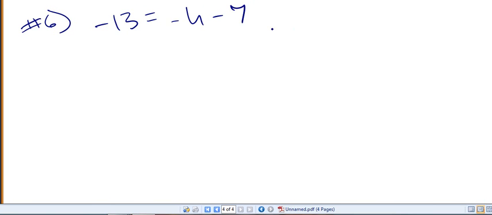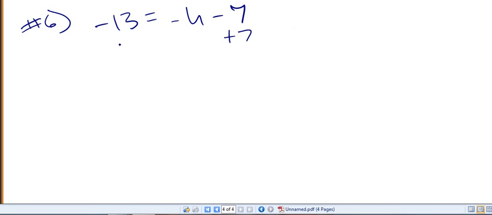Okay, welcome back. We're going to finish up the worksheet that's going to have our quiz questions on Friday. So we finished up at number 5. So let's move on to number 6. So we got negative 13 is equal to negative h minus 7.